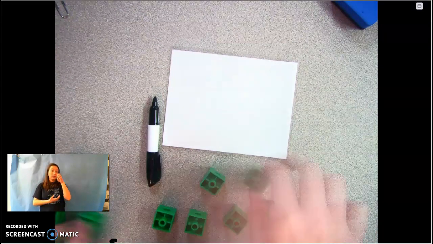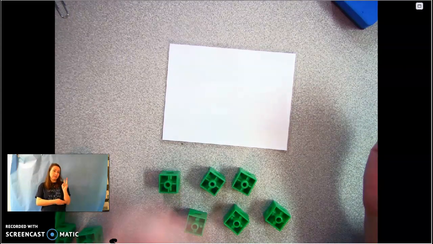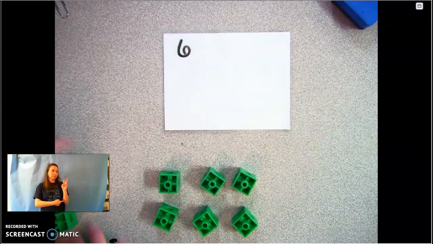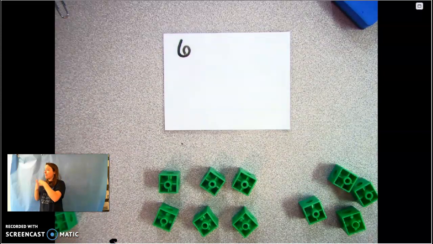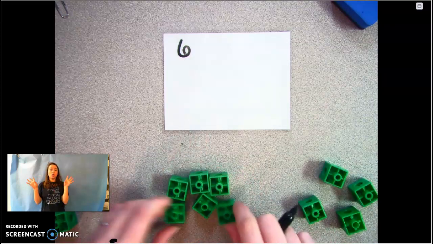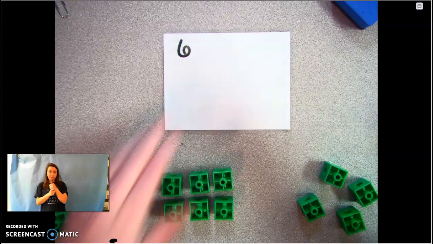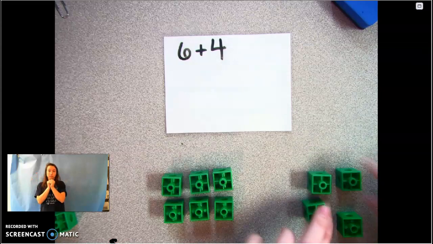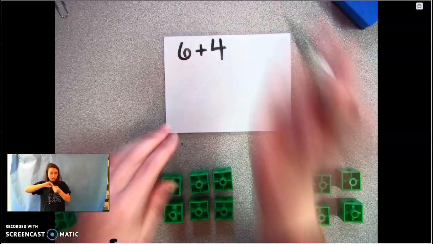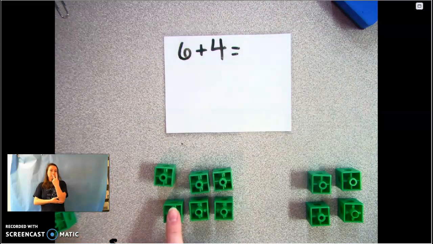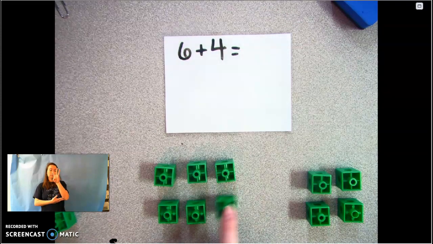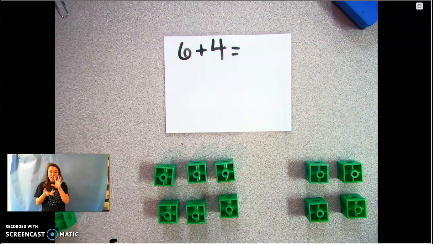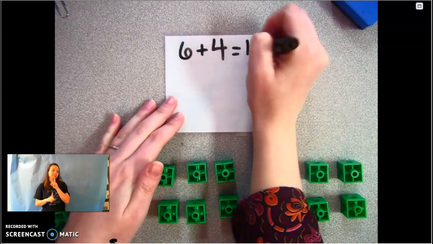Dave had 6 toy cars. So how many did he have? 6. He got 4 more at the store. So if he got more, are we making a bigger number or a smaller number? Bigger. So we're going to add the 4 he got from the store. And then I'm going to count them all together. Good. Ready? Let's count them. 1, 2, 3, 4, 5, 6, 7, 8, 9, 10. So how many did he have in all? 10. So my answer is 10.